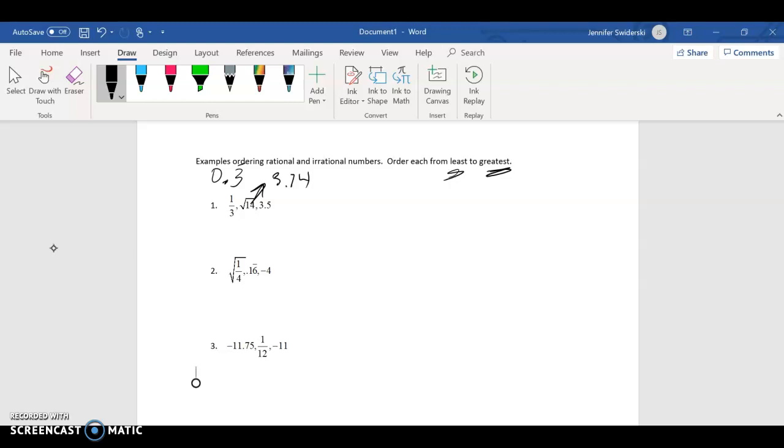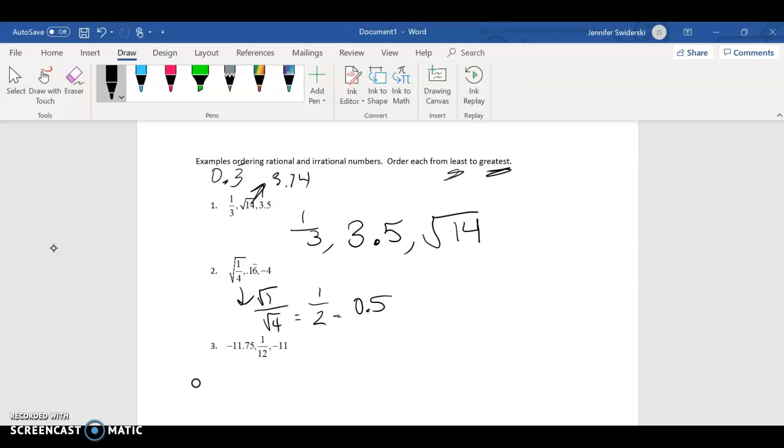So least to greatest, well, I know 1/3 is the least. Notice how I'm putting it back in the original format that they give me. 1/3. After that, we have 3 5/10, and then after that, I have the square root of 14. We'll be getting into square roots a lot later this year as well. It's going to be fun. Next, the square root of 1/4. Well, a way to look at this, guys, is to say, well, the square root of 1 over the square root of 4. I know the square root of 1 is 1. The square root of 4 is 2. So 1/2 as a decimal is 5/10.